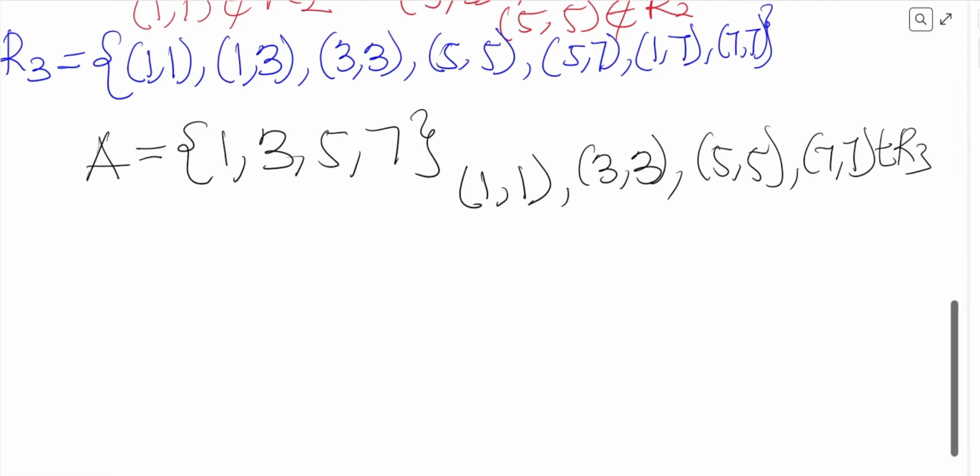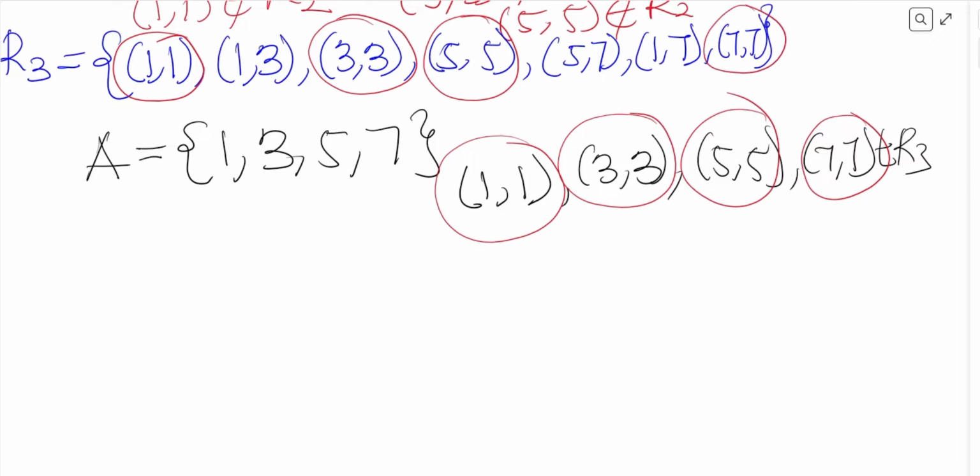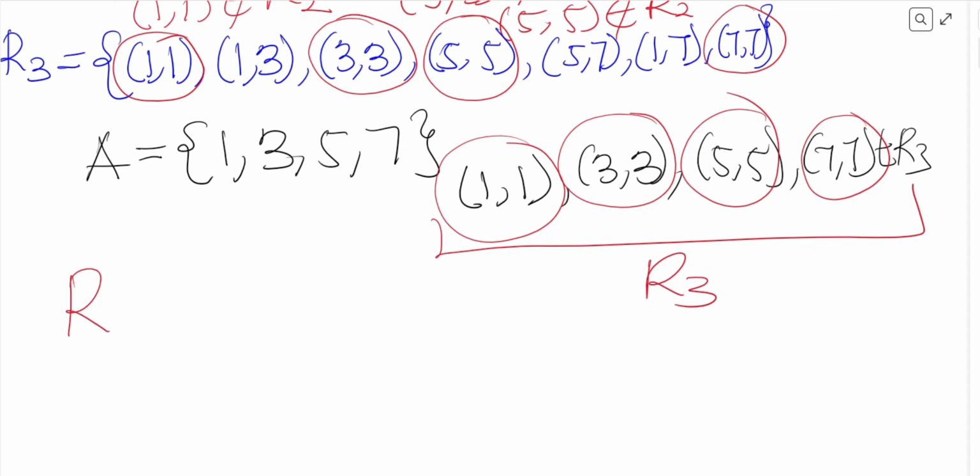These are the only things we are looking for. And if we are able to find them, then we conclude that R3 is reflexive. So 1 is to 1. Here we go. 3 is to 3. We have it here. And 5 is to 5. We also have that one here. And 7 is to 7. That is also here. So since all these belong to R3, we conclude that R3 is reflexive.